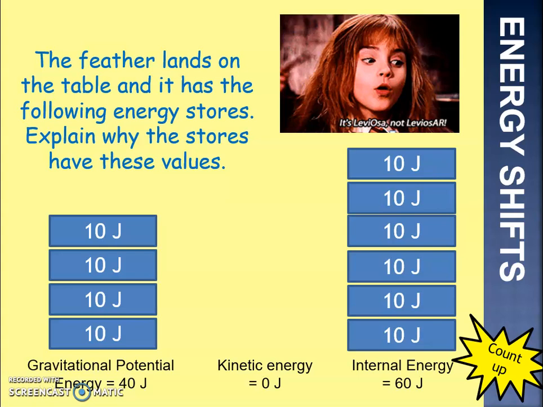Feather lands on the table and has these energy stores. Pause the video and explain why it has those values. Okay, it has zero kinetic energy because it's not moving anymore. Gravitational potential has gone down to 40, but because of the friction that's occurred, because it's moved through an area but now it's not moving, all that energy has now gone into internal energy in the feather. So total internal energy in the feather is 60, gravitational potential is 40, in total we have 100 joules.